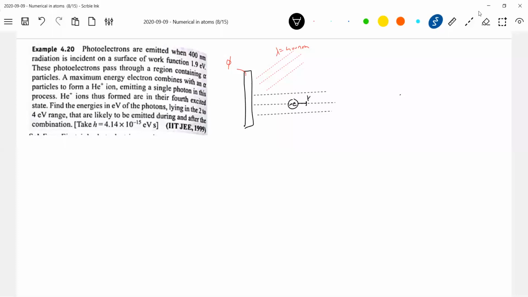Photoelectron. This will have maximum kinetic energy, and there's an alpha particle which is at rest. So what is Kmax? He has given some h here, h equal to 4.14. So first we'll calculate Kmax from the photoelectric effect.